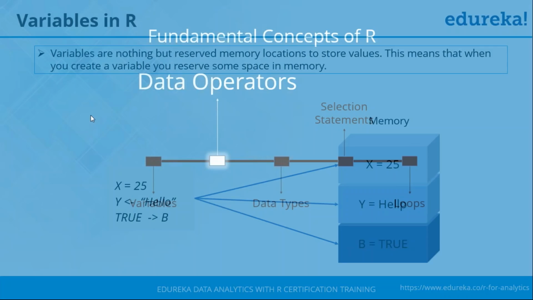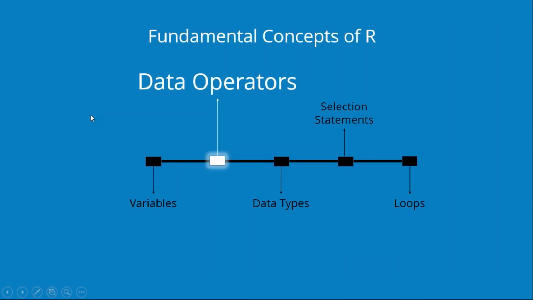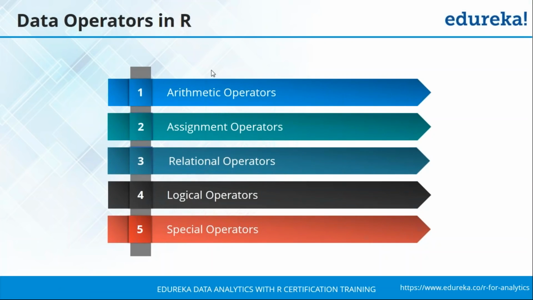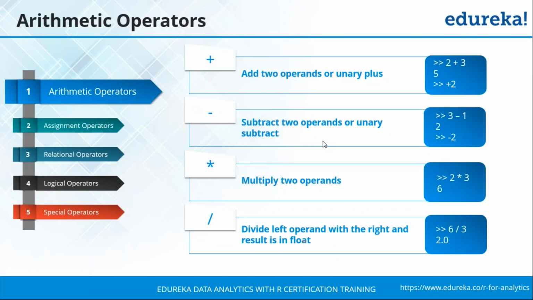So now let's try to understand the various operators that are present in R. There are mainly five types of operators that you'll be working with in R. You have your arithmetic operators, assignment operators, relational operators, logical operators and special operators. We'll start off by first understanding arithmetic operators. Arithmetic operators are quite straightforward. You have your addition, subtraction, multiplication. If you look at the examples to the right here, 2 plus 3 is giving me the answer, but plus 2 can also be a sign that it's a positive 2 value.